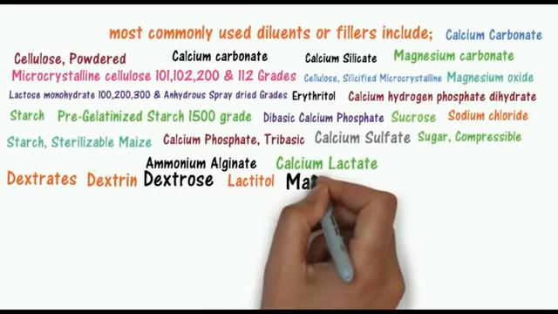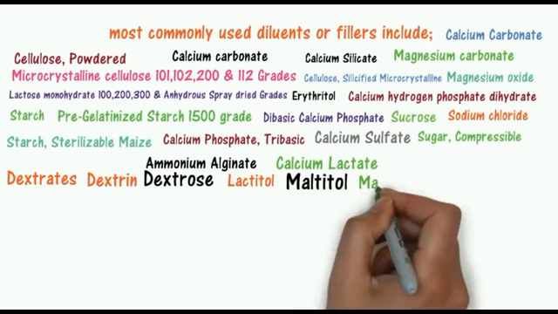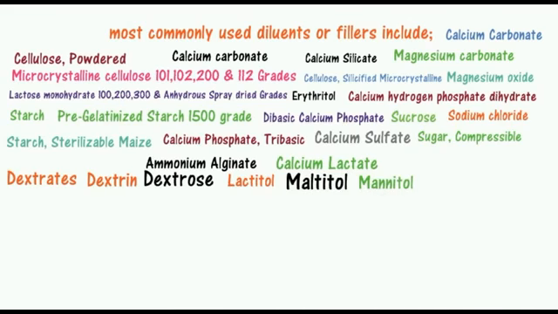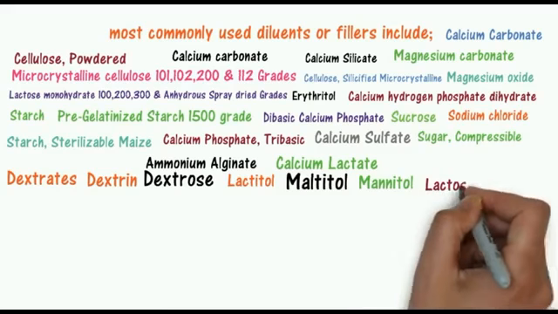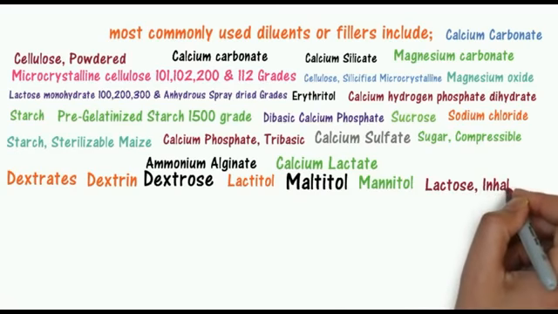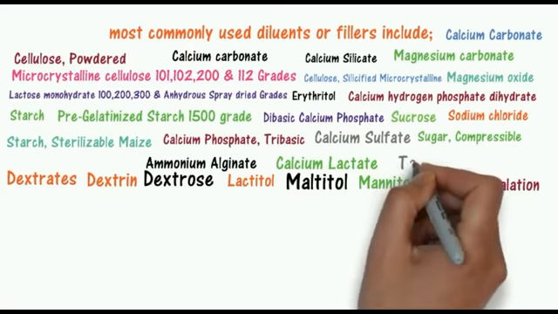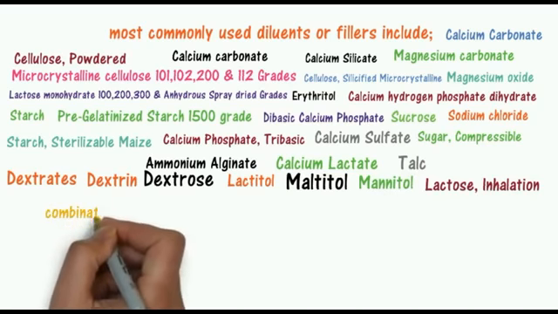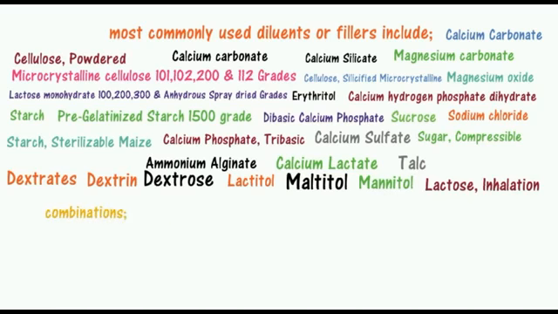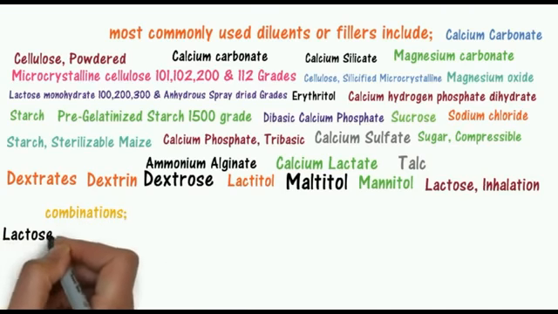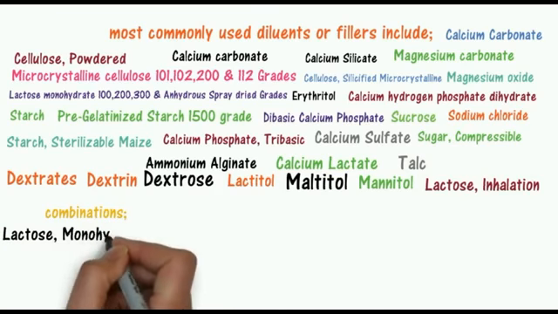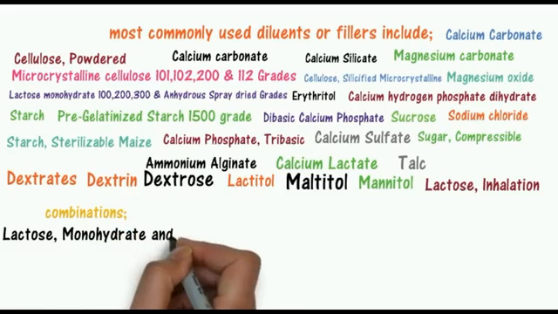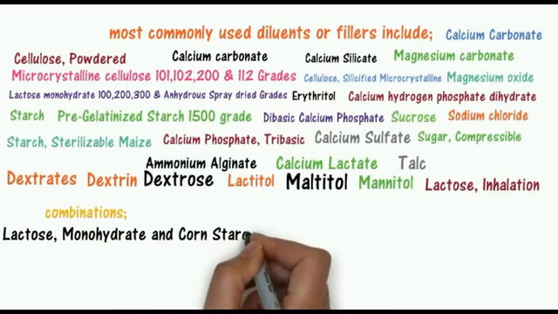lactitol, mannitol, maltitol. Mannitol is mainly used in chewable tablets. It is a directly compressible material. Then there is lactose for inhalation, talcum. Here are some fixed combinations which are provided by the manufacturer, for example, lactose monohydrate and cornstarch.